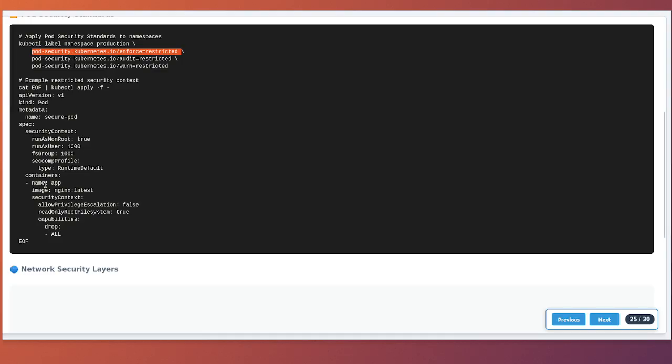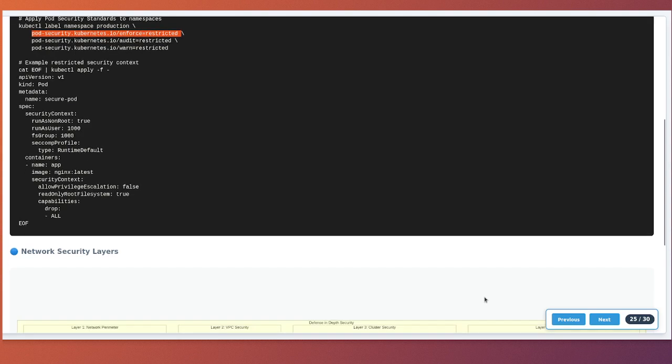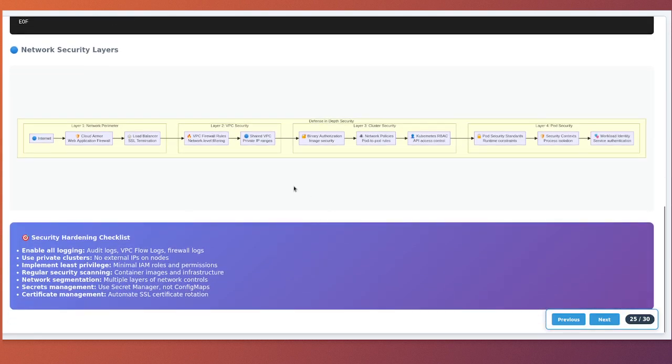Network segmentation should be implemented at multiple levels. VPC-level firewall rules for coarse-grained control, and Kubernetes network policies for fine-grained pod-to-pod communication control. Regular security scanning of both infrastructure and applications is essential. Google Cloud Security Command Center provides centralized security insights across all your projects. Implement the principle of least privilege everywhere. IAM roles, service account permissions, network access, and application permissions should all be minimal but sufficient.